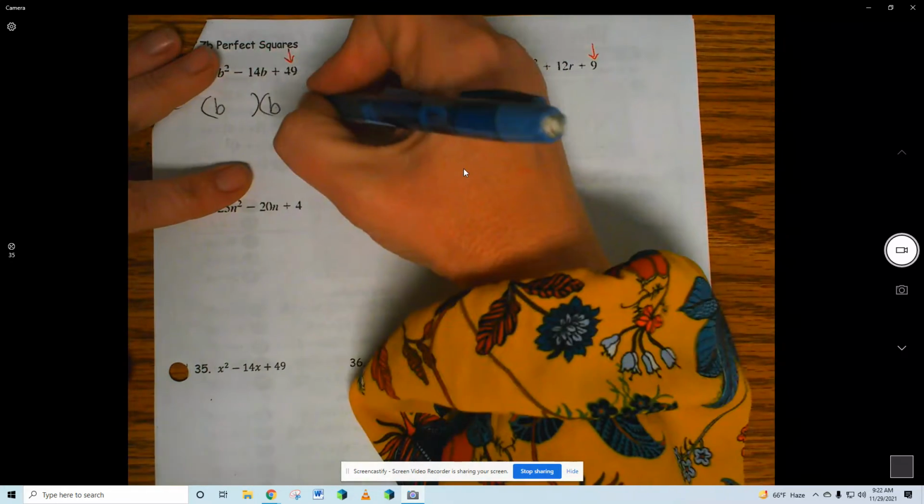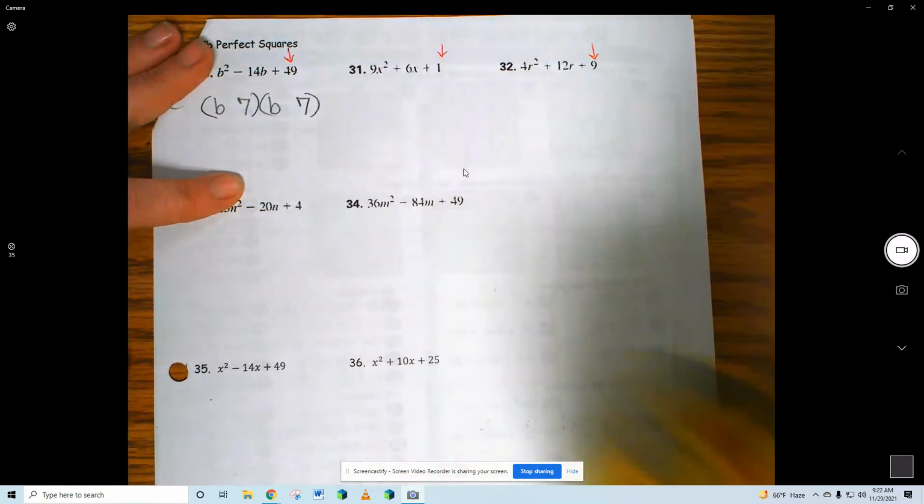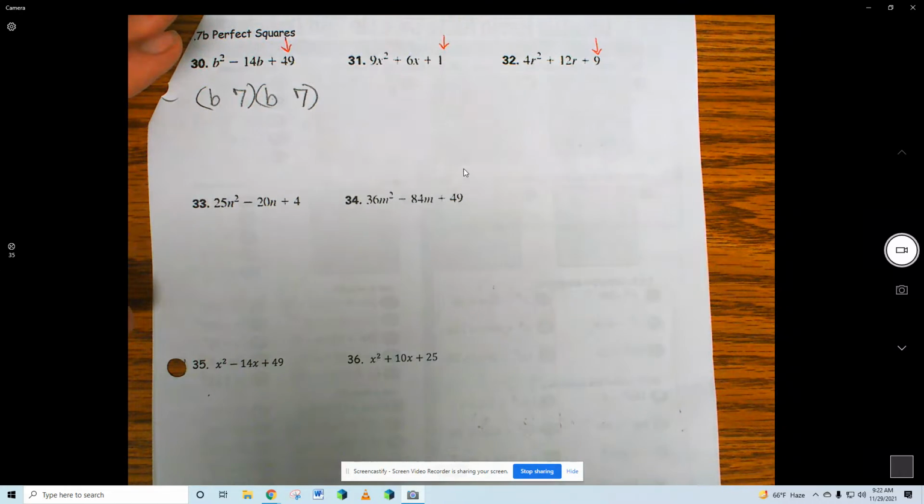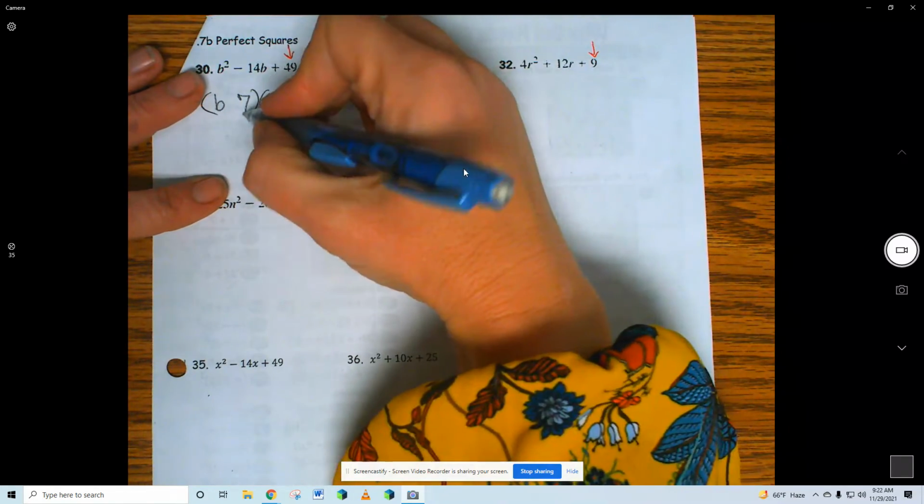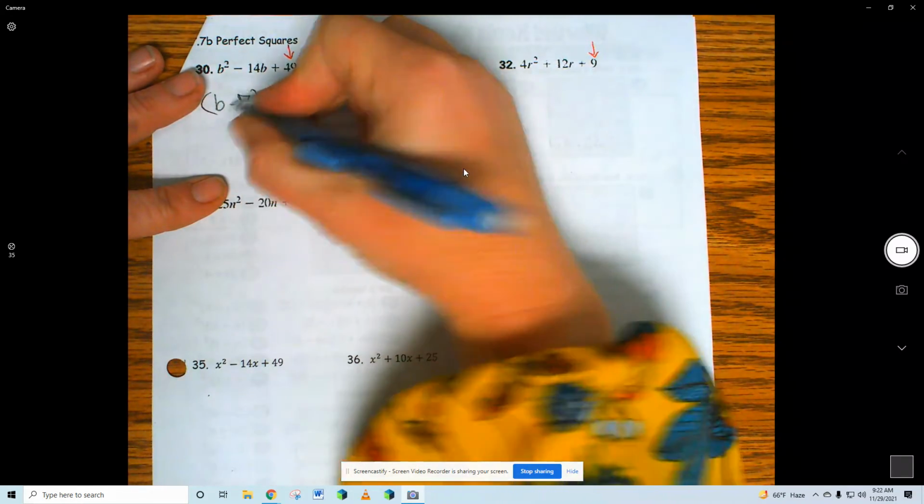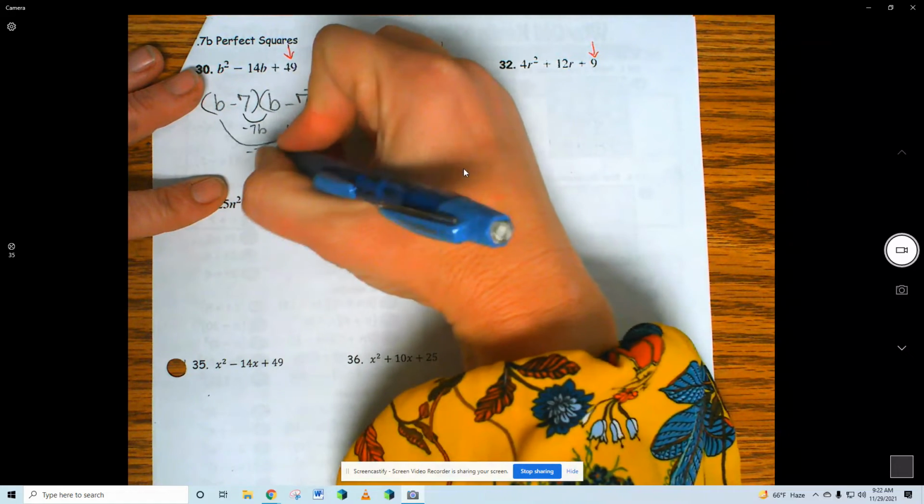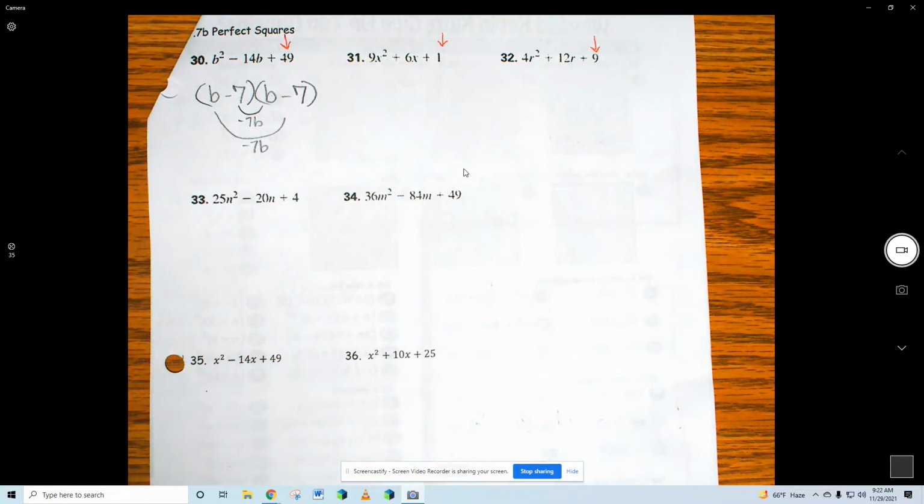7. The square root of 49 is 7. Should I do, remember, same sign, plus plus or minus minus? To make a negative 14, negative 7b, negative 7b. Yeah, that's how I would make a negative 14.